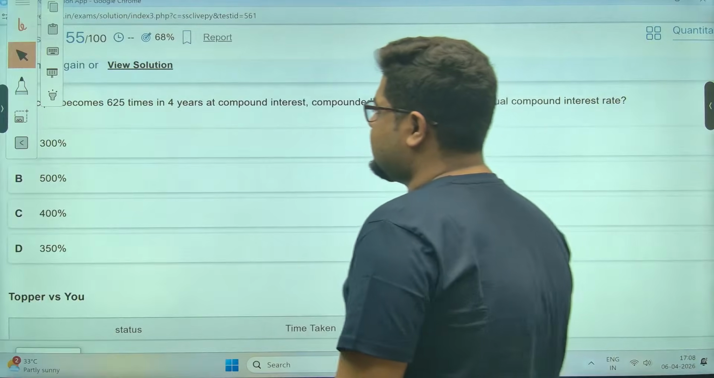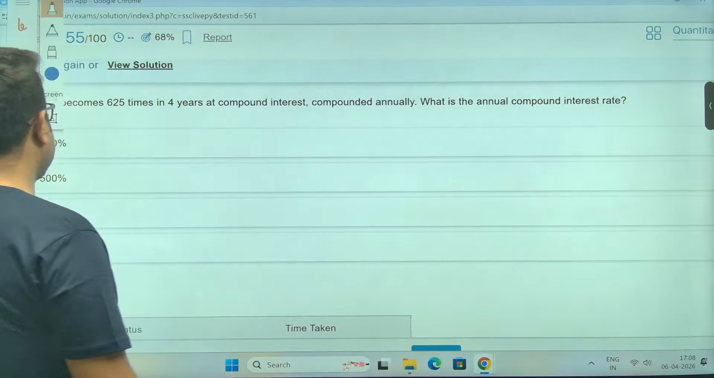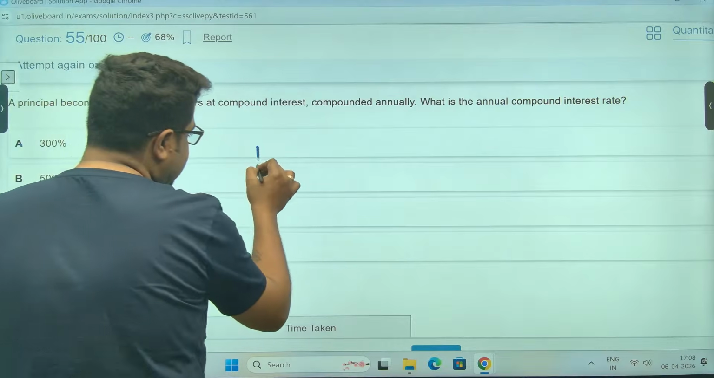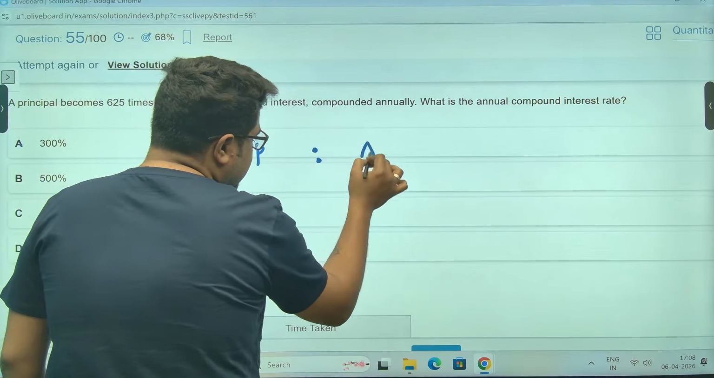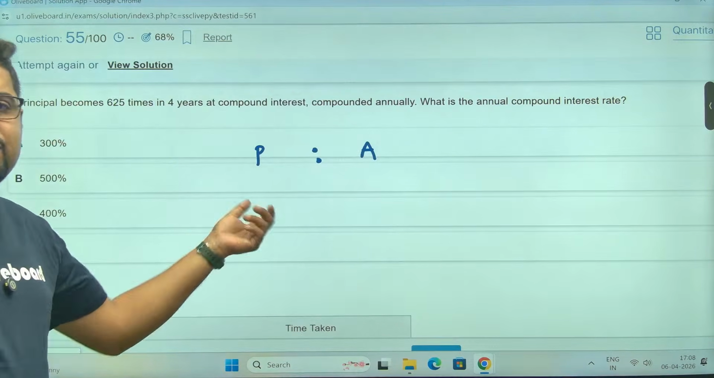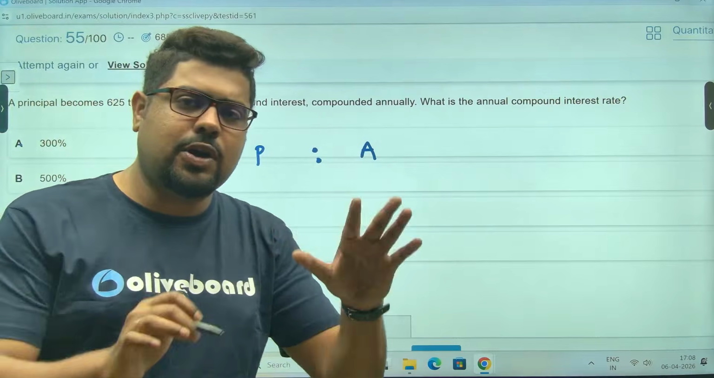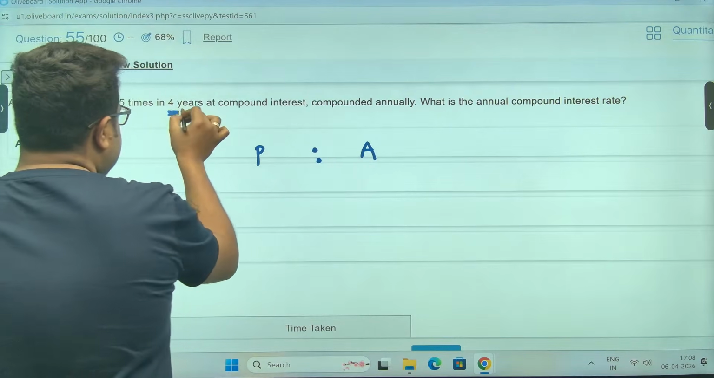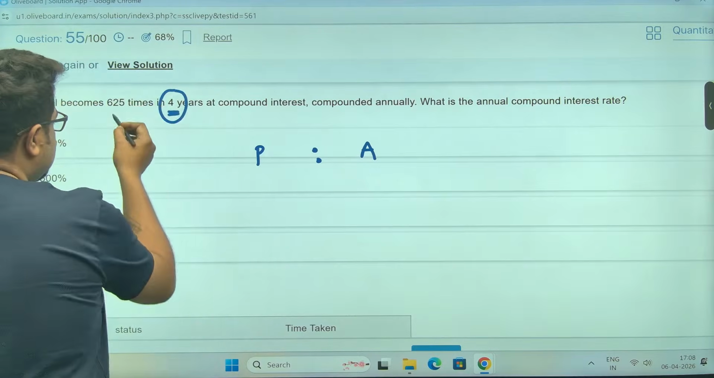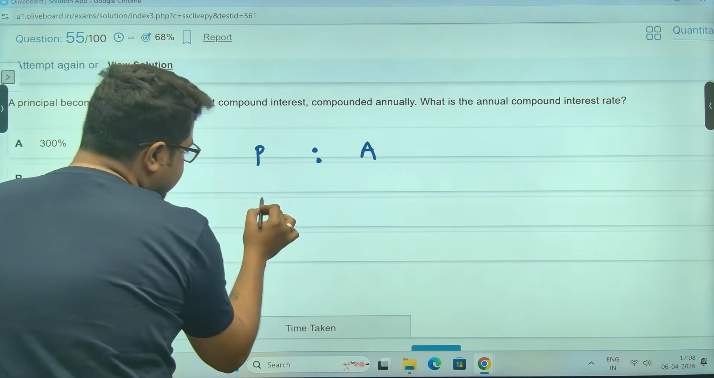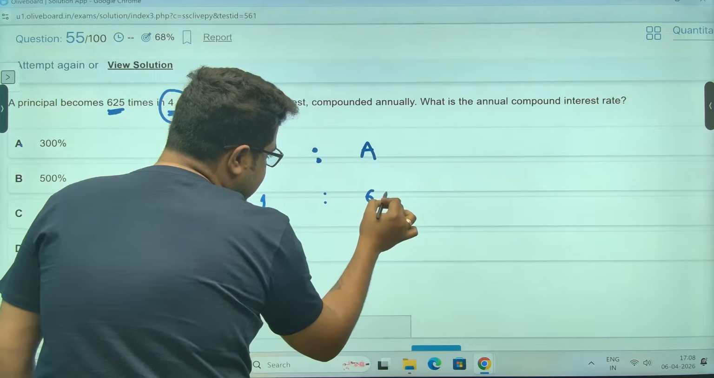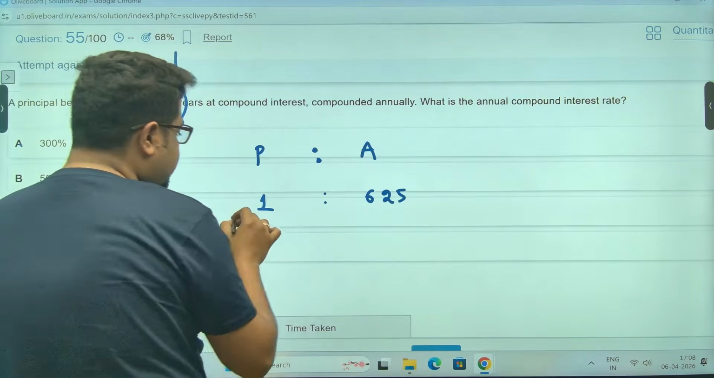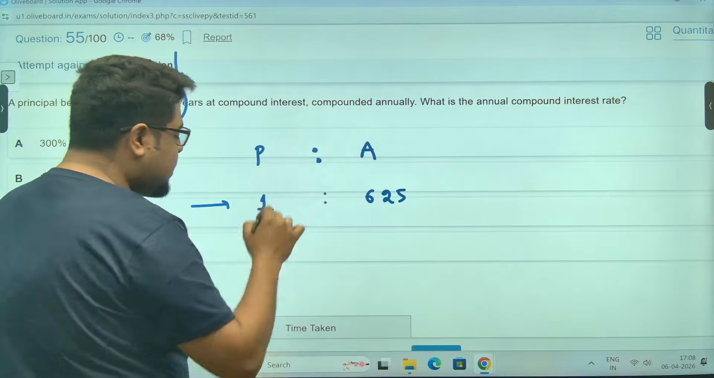Next one, sir, a question on compound interest. 625. First, always, sir, principal and amount are always in ratio in case of compound interest. I'm hoping you guys know. 4 years, and this is always in power. So if this is 1, the amount has become 625. Now, can you write this as a power of 4? Let's see, as something to the power 4.